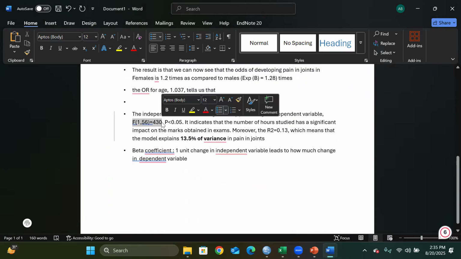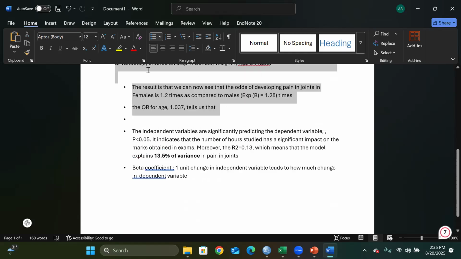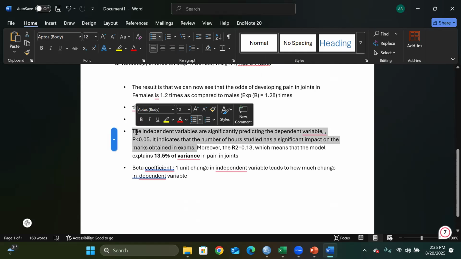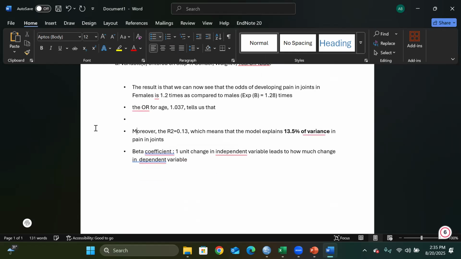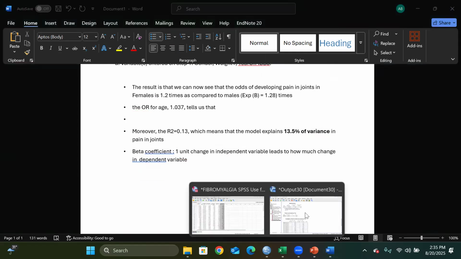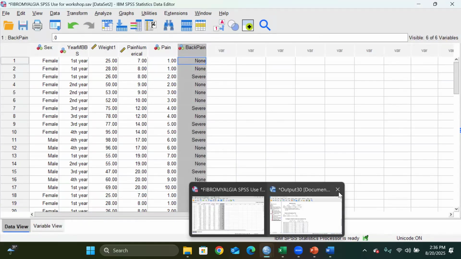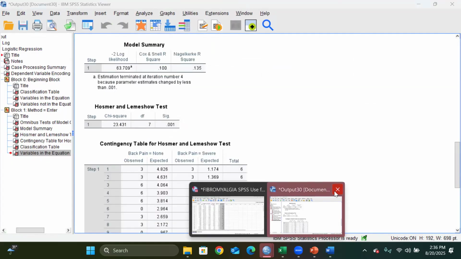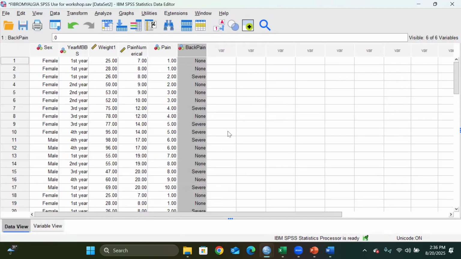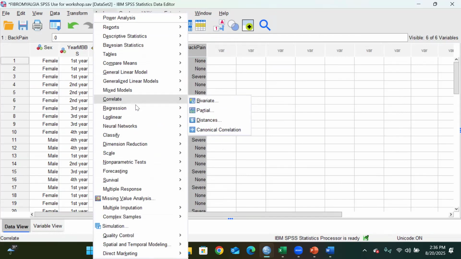We will just say the exponential value, and we will explain it more in terms of these. And the R square value, we will be reporting as a whole. One thing more that you can do is analyze them all separately. Year of MBBS was a little bit confusing, and we want to see the relationship of that, so just add that for now.